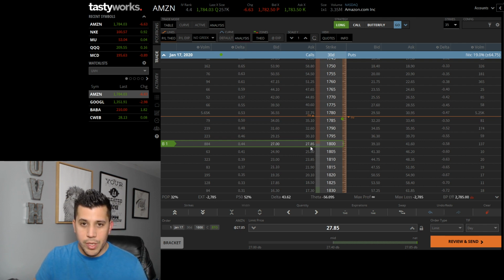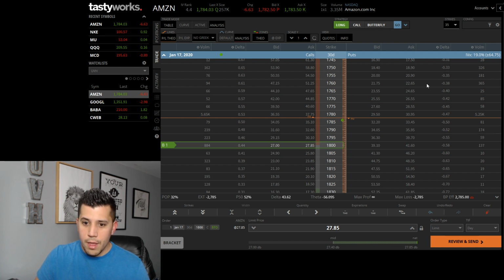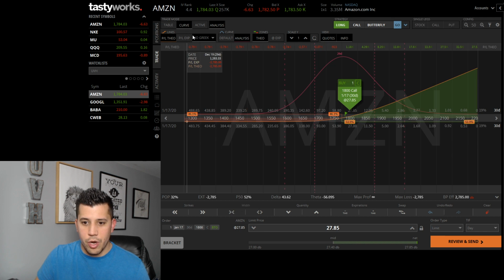Let's see what happens with this if I were to put my money in it. Like, if the stock stays the same, how much money I'm going to lose to theta over time, and kind of go from there. So we're going to go to it. We still have analysis mode checked. We're going to hit the curve screen.